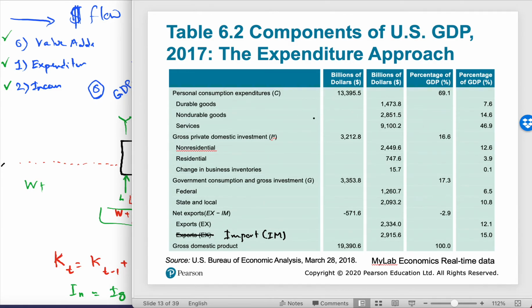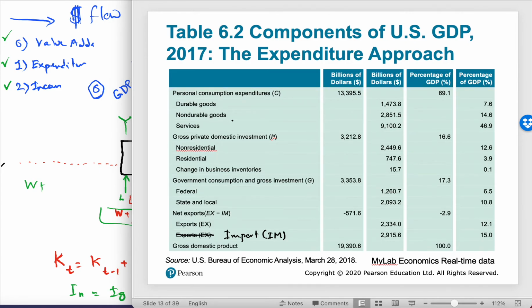So in the US, we see that the personal consumption expenditure is about $13 trillion. It's all in billions, so it becomes $13.4 trillion. And this comes from durable goods. So tangible goods, which you can see, refrigerators, cars, computers, TVs, that families are buying. This is durable goods, and this is about $1.5 trillion in the US.